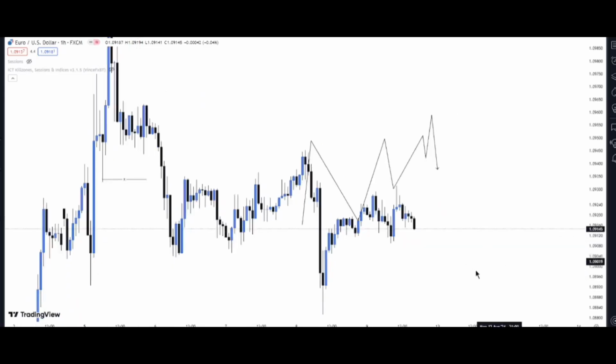So where is your high probability area of interest in all of this? From this low to this high is your high probability area of interest. Why? Because liquidity has been taken here, so you don't need to wait for inducement again. Liquidity has already been taken. Let me show that to you. Let me take off this one.